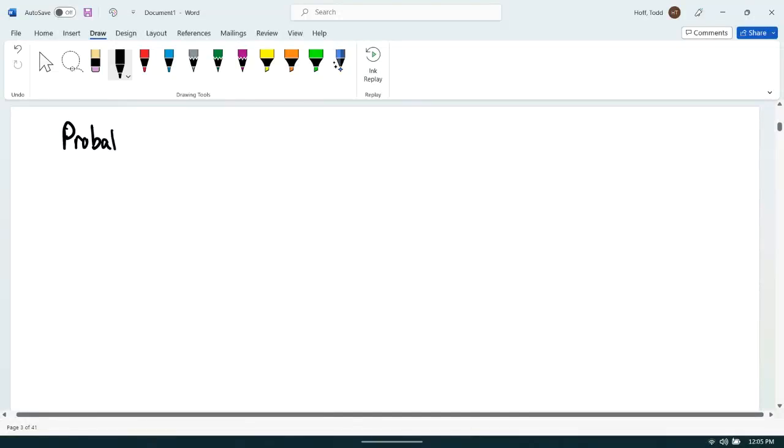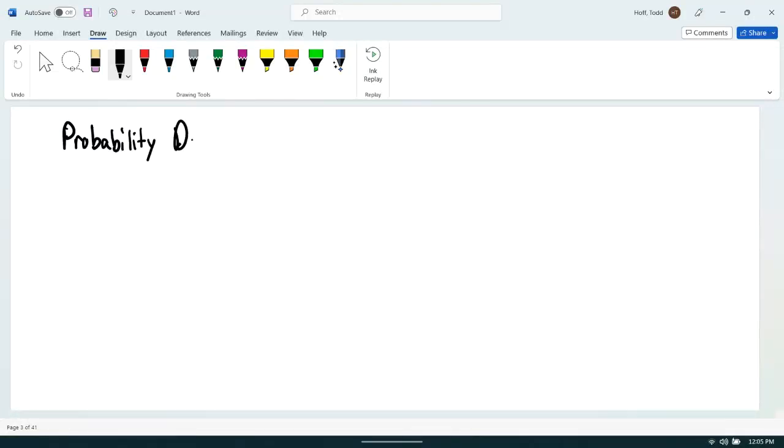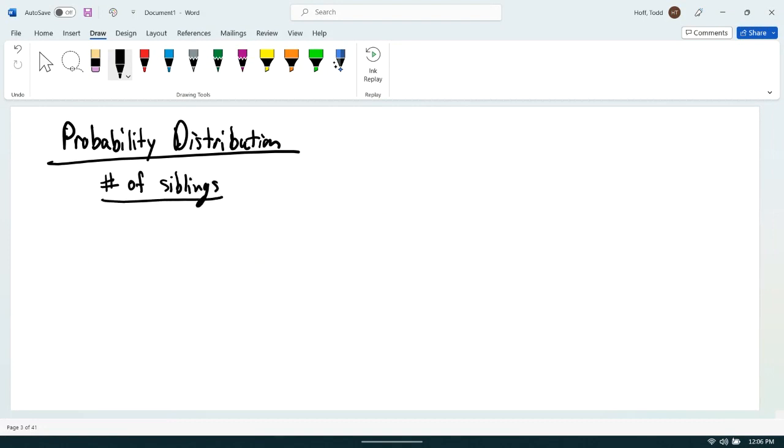And all a probability distribution does is much like a frequency distribution. It lists all the possible results and then the probability of each. So let's look at number of siblings. We're going to look at the number of siblings that students in our school have. So we've developed a larger probability where we know what these probabilities are.